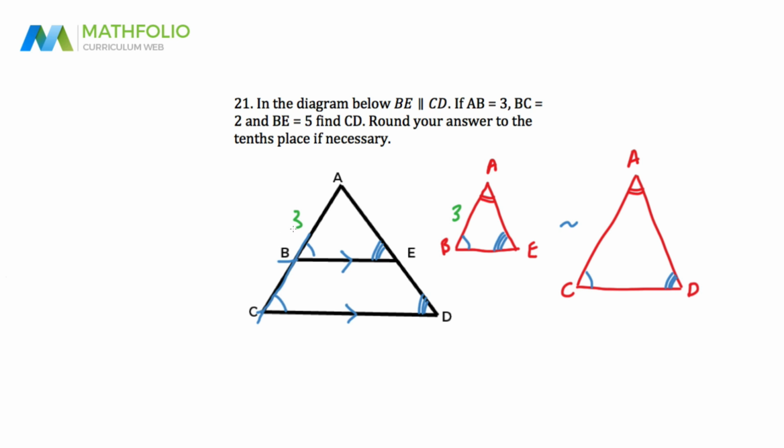So if this is 3 and BC is 2, that means the distance between A and C is the sum of those two, which is 5. So that's why I like to separate these triangles so I can see this more clearly. Next, we know that BE is 5, and we're trying to find CD. So BE is 5, and CD I'm just going to label as X.